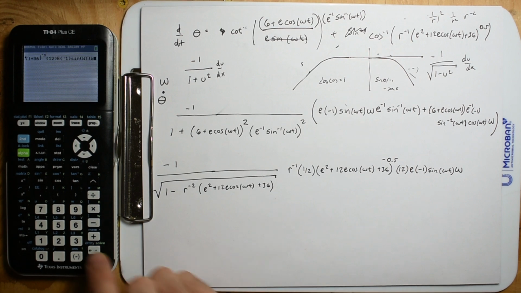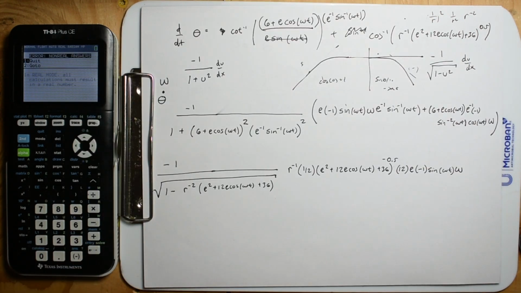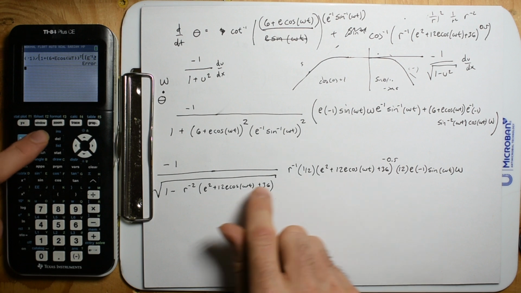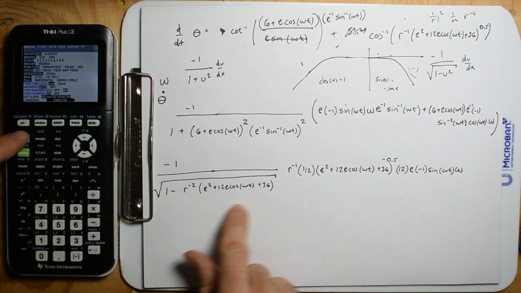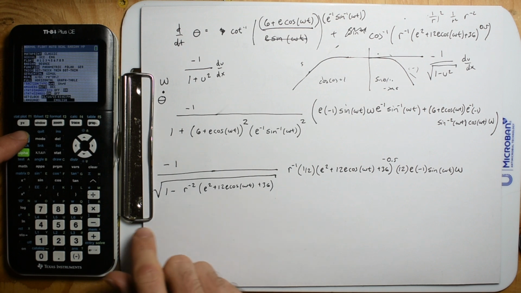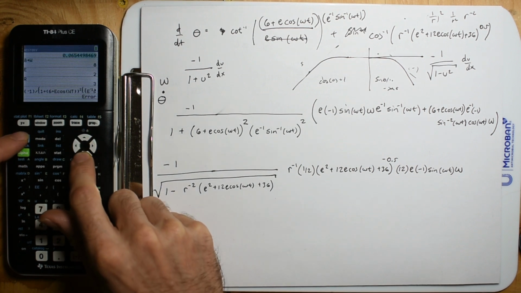All right, so this should give us 2.22. Do you think it will? Hell no. Bummer. Whoa. We should be in radians. Yep, we are. Oh, so it didn't like the square root. Yeah, something got really funky.